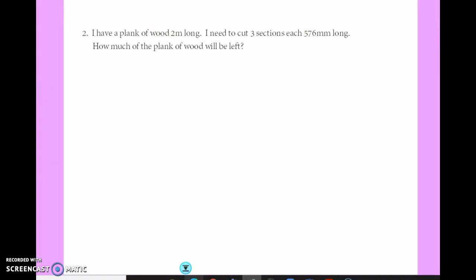So next question, I've got a plank of wood. It's 2 metres long. I need to cut 3 sections, each 576 millimetres long. How much of the plank of wood will be left? Okay. So I've got 3 sections, each at 576 millimetres. I need to start by doing 576 times 3. You can of course use a calculator if you wish. I get 1,728 millimetres.